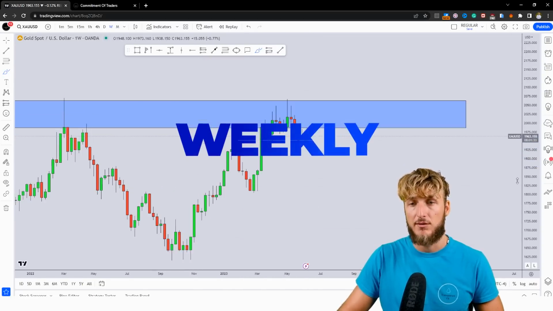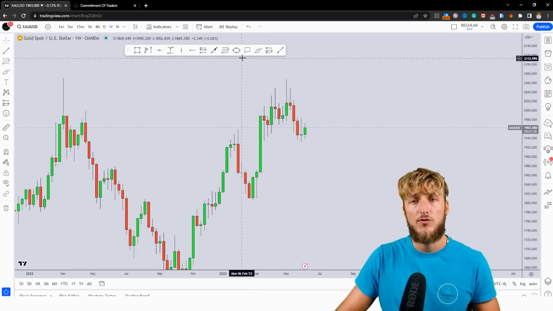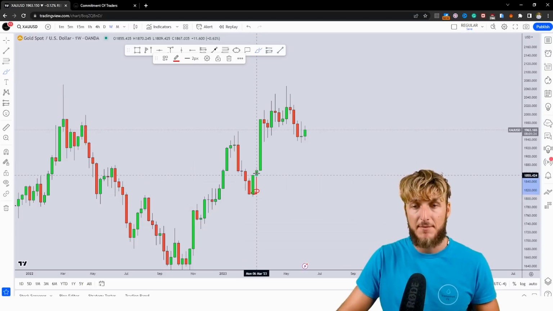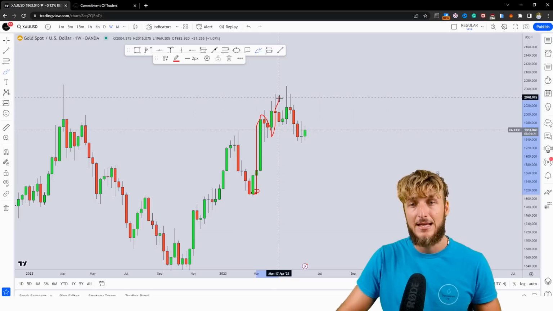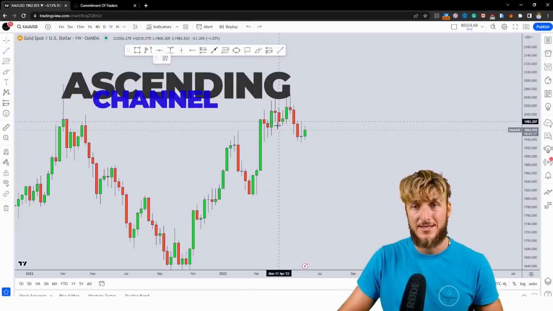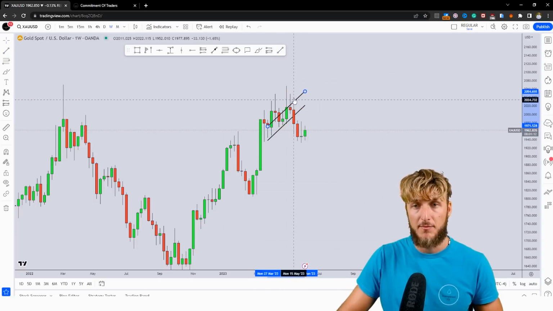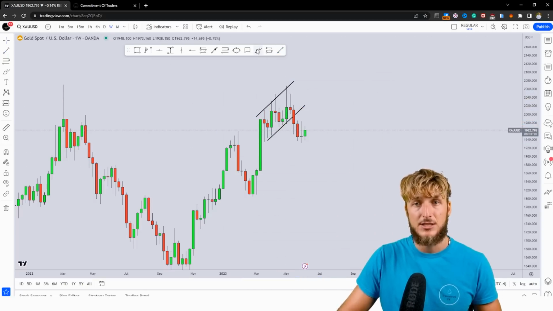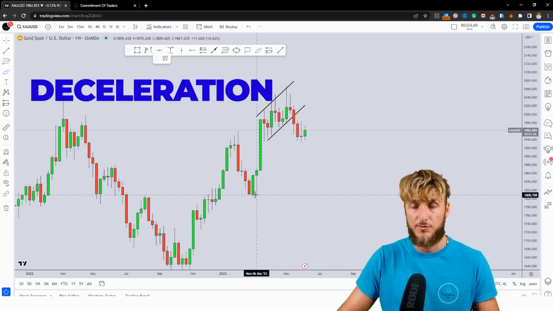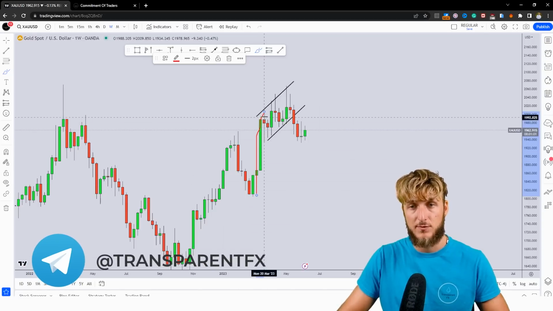Dropping down on the weekly time frame, what do we have? Well, from a weekly perspective, first of all, if we follow the patterns that the market has been creating, we can see that from here we had a massive impulse to the upside and then the creation of this ascending channel. Now, when you have the creation of an ascending channel like this one here, which we can clearly identify by using these two trend lines, this essentially means that the market is creating a deceleration pattern or an exhaustion pattern, because here clearly buyers were in control, creating a massive move to the upside.